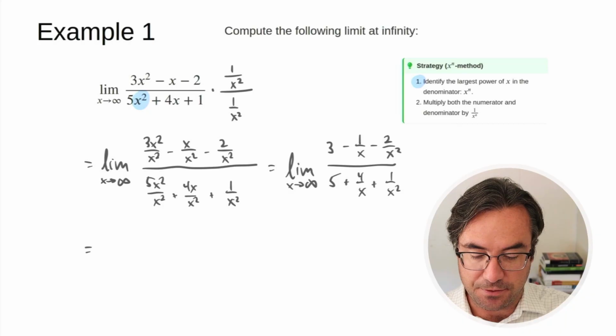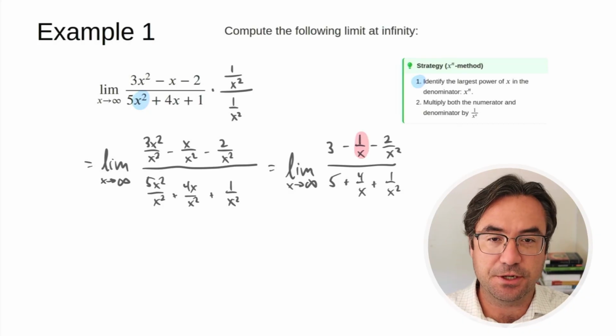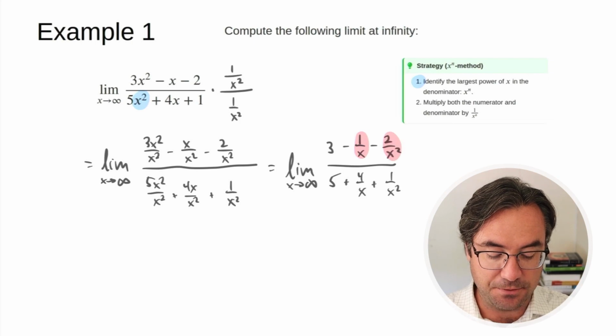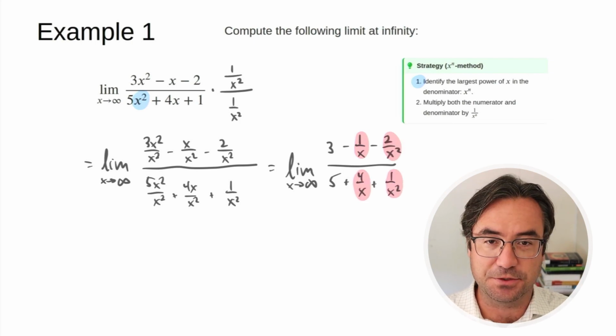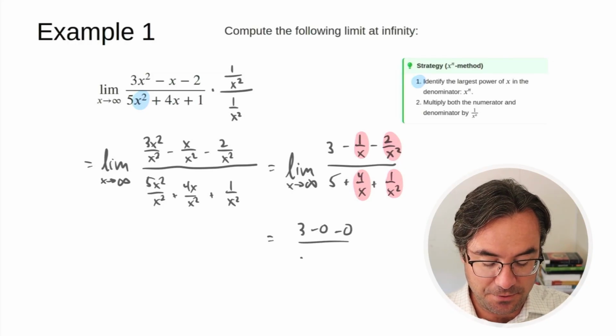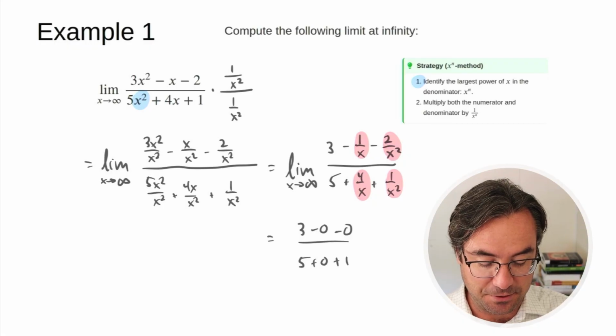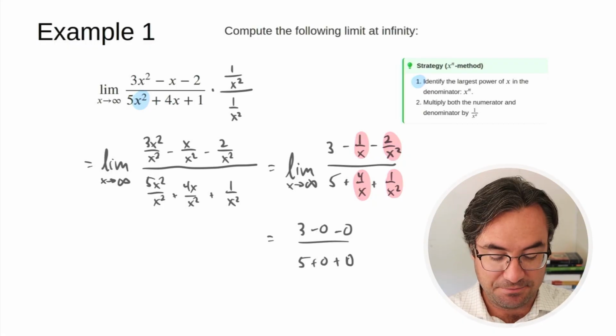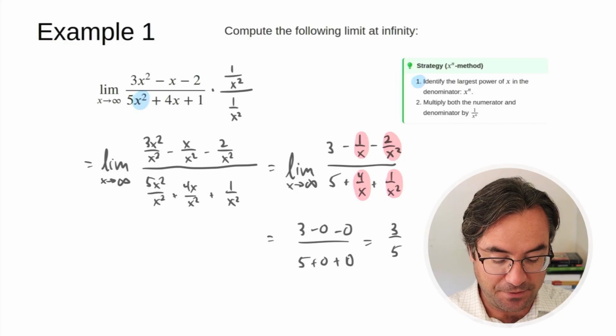So what do we end up with? Well, this fraction goes to 0, this fraction goes to 0, this one goes to 0, and this one goes to 0. So what we end up with is 3 minus 0 over 5 plus 0 plus 0. And that simplifies to just 3 over 5.